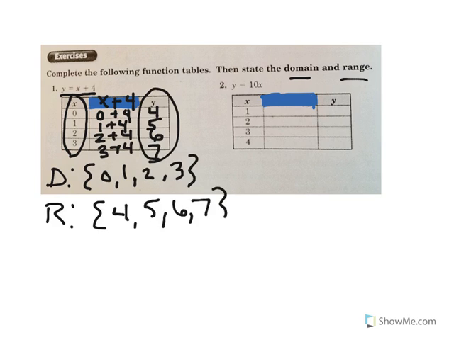So what the domain and range are saying is that my domain is my input value. Whenever I put 0, 1, 2, and 3 into my equation y equals x plus 4, I'm going to receive my range values of 4, 5, 6, and 7.